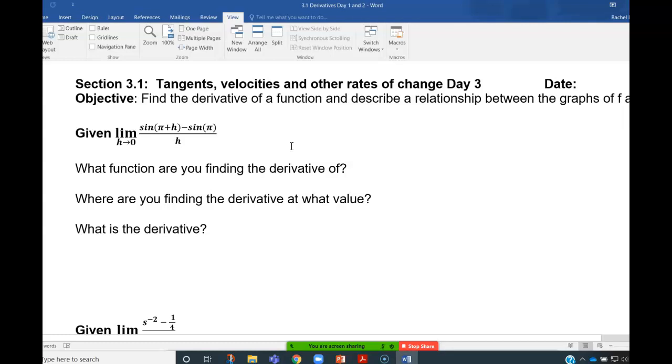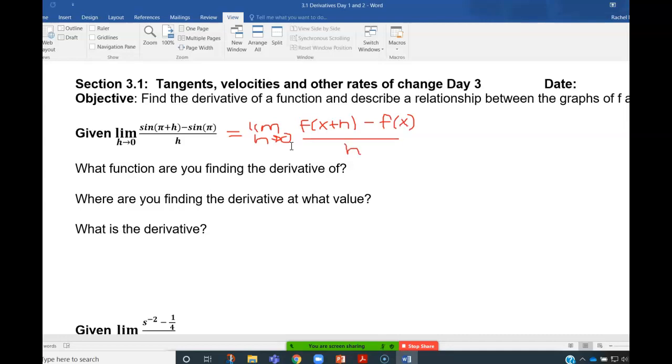We're being asked, okay, what is the function I am finding the derivative of? Well, the function that we are finding the derivative of is the f of x. So this is the limit of f of x plus h minus f of x all over h, where x equals a is the value we're finding the derivative at.